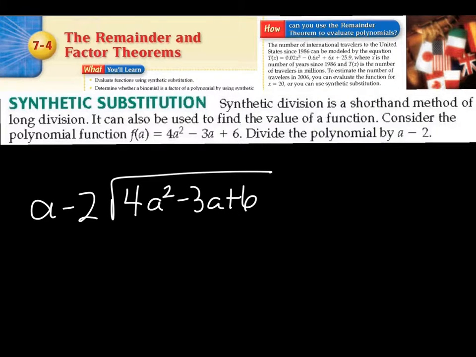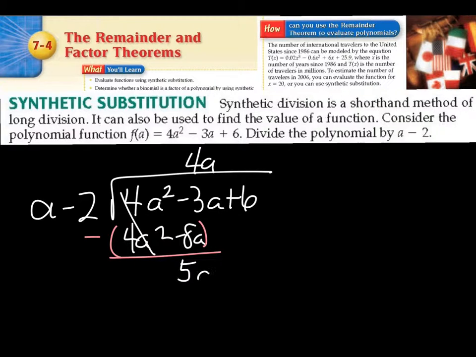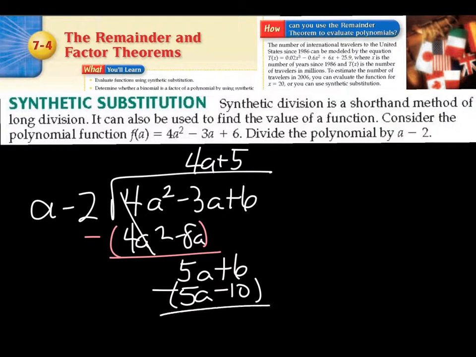When we do long division, we ask ourselves, what do I need to take a times to get 4a squared? That would be 4a. And I have 4a squared minus 8a. And then we subtract. And of course, the 4a squareds cancel out. Minus the negative is the same as a plus. So we have 5a plus 6. And then we ask ourselves, what do I need to take a times to get 5a? 5. So I have 5a minus 10, and we subtract, and we get a remainder of 16.